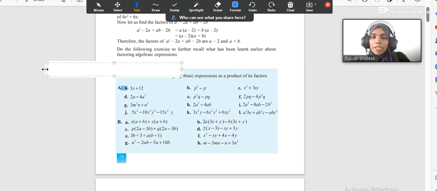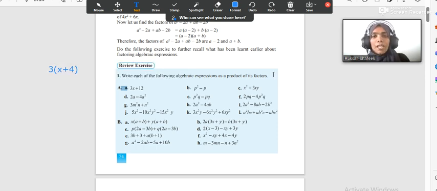So we can say that we're taking 3 out, and when we take the 3 out, we are left with 1x. So we can avoid the 1, we don't have to write the 1, we can leave it as x, plus 3 times what number gives you 12. So 3 times 4 gives you 12, so we can write it as 4. So the answer would be 3 bracket x plus 4. Now let me look at another example just to give you an understanding.